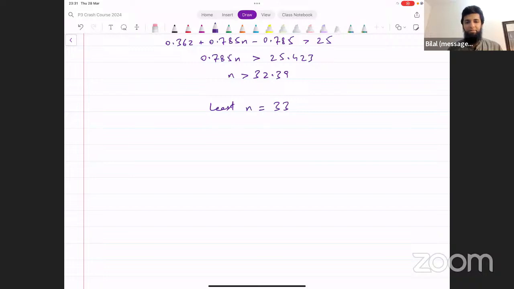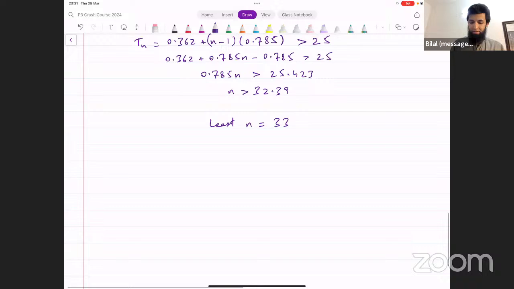Make sense? You don't have to round this off. If you were to round it off, that would become 32. It says greater than 32.39. So greater than 32.39, the least integer that you have is 33. And that's supposed to be your final result here. Okay, make sense? Any problem with this?